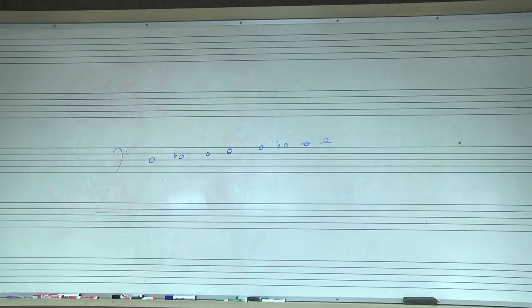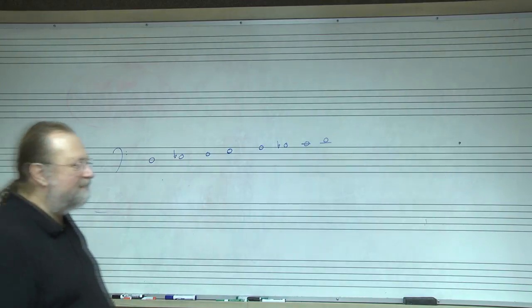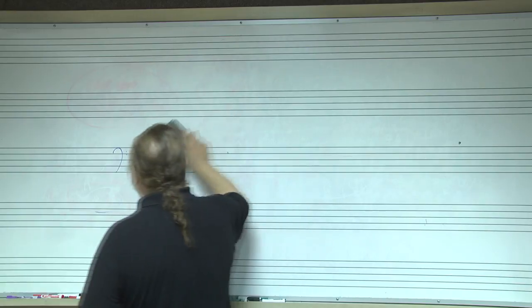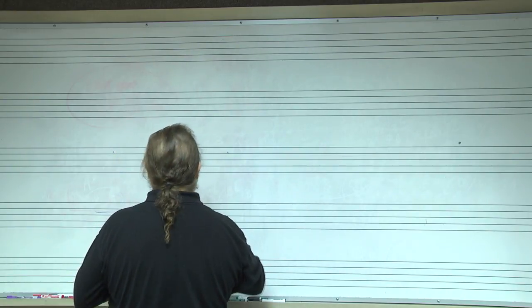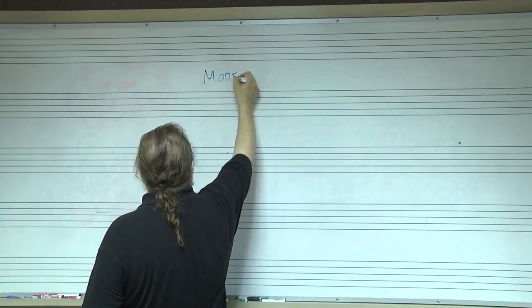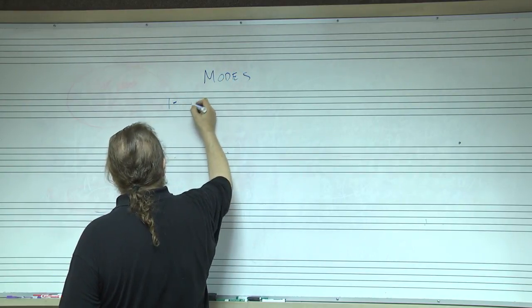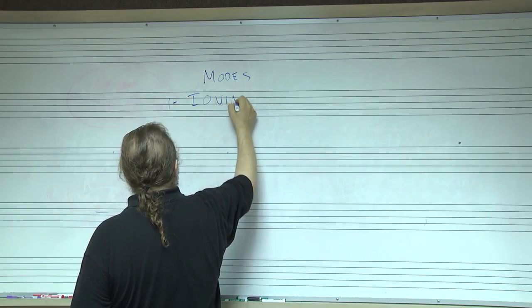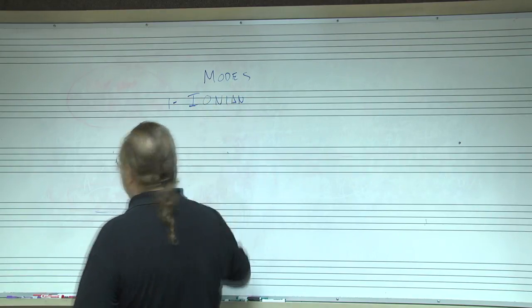So, what are all the modes? Ionian, Dorian, Lydian, Aeolian, Locrian. Aeolian, which is the relative minor. Whenever I hear the word Aeolian, I think of the sauce. Something like a nice garlic.